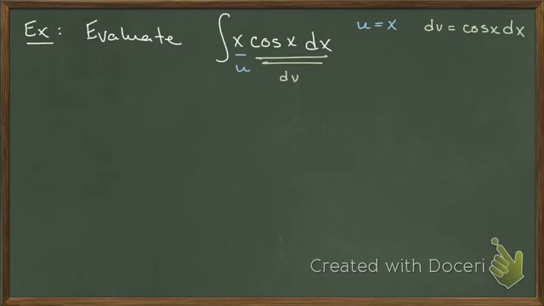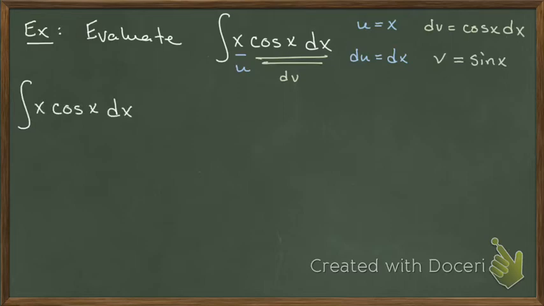They're not always going to be nice, pretty order. But so far, so good. This has worked for us. I've got u equals x, so then du is dx. If dv is cosine of x, antiderivative of cosine is sine.